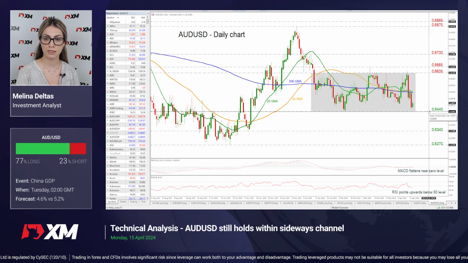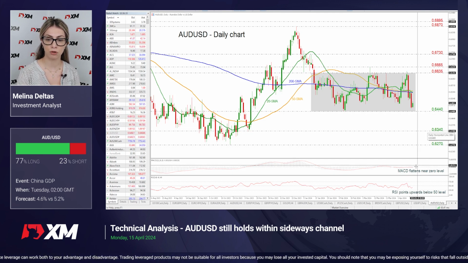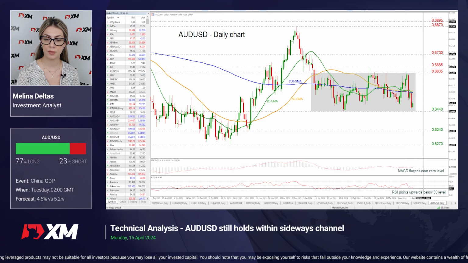On the other hand, a move beneath the 0.6440 will take the market until the 0.6340 support. The MACD is moving sideways beneath its trigger and zero lines, while the RSI is moving slightly up beneath the neutral threshold of 50.